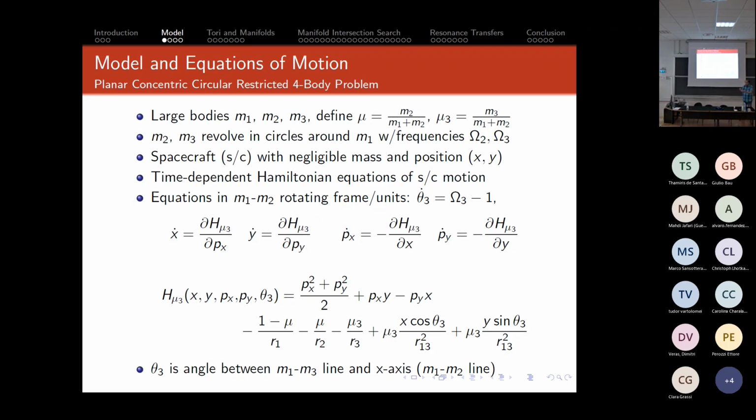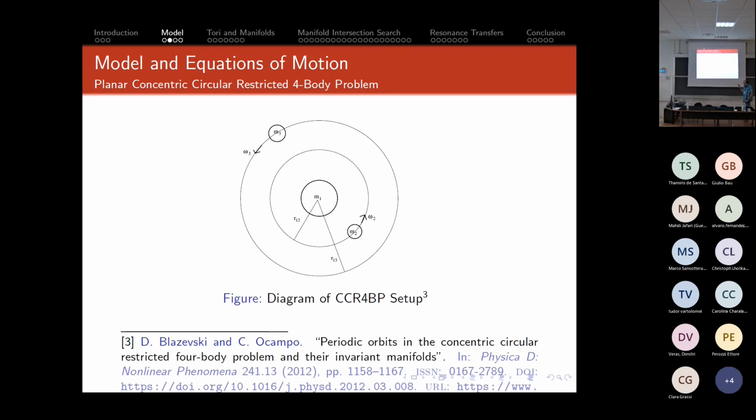If you write this in an M1, M2 synodic co-rotating frame, just like in the planar circular restricted three-body problem, then these are the equations of motion, and they depend on that angle theta3, which is the angle that M3 makes with the x-axis, essentially, using the position of M1 as the vertex of the angle. So now this just graphically represents what we're dealing with.